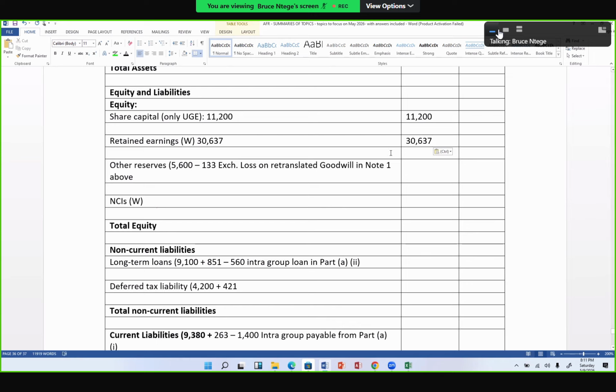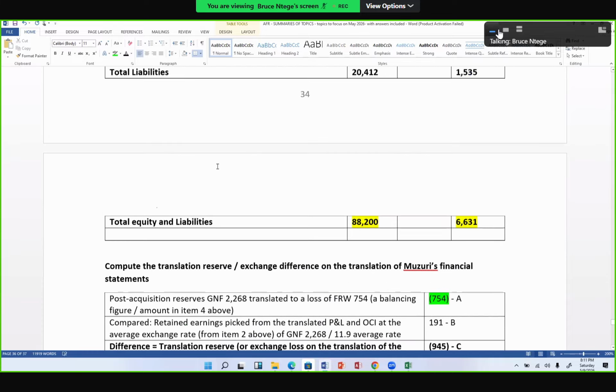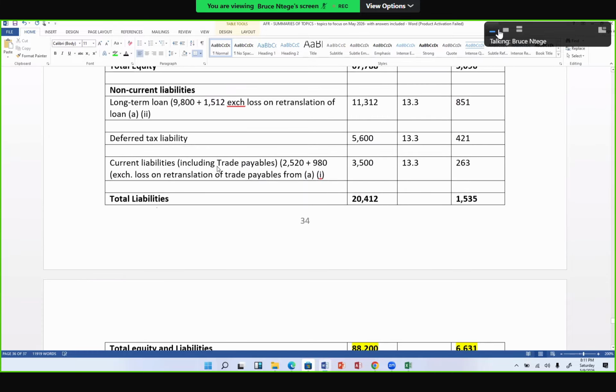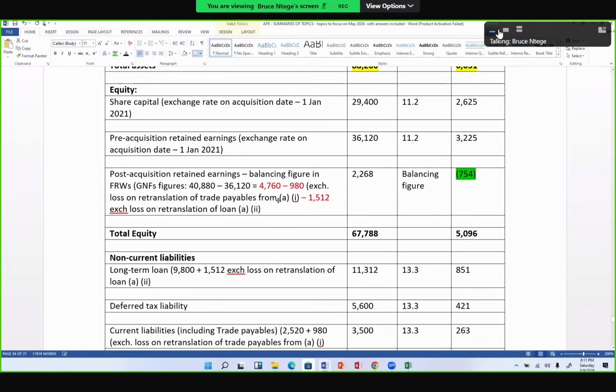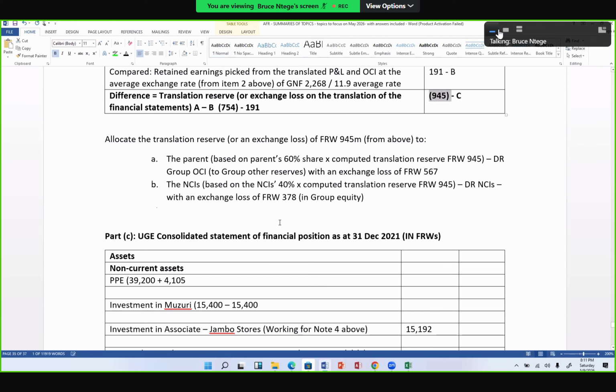Okay, fine. At that point, remember that I also have the other reserves. We'll put it in here. But we could have forgotten to take the translation of the financial statement figure there. You remember that we translated the balance sheet of Mzulu. When we translated it, we had that balancing figure of 754, which finally gave us the translation reserve of 945, and we are saying that part of it we should be debiting to the other reserves. So debit the other reserves.